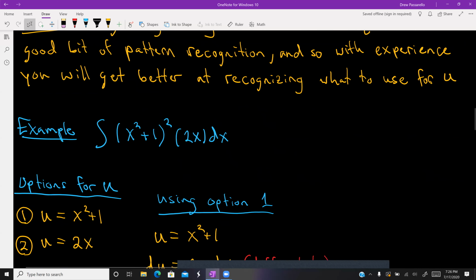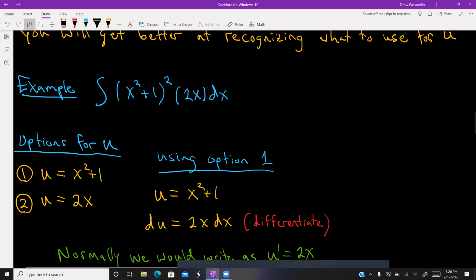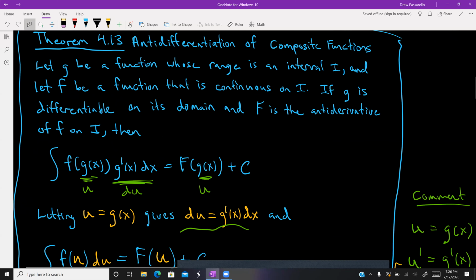All right, so here's an example to make use of that theorem. And we have x squared plus 1 squared times 2x dx. So we have some complicated looking integral compared to what we've seen in the past. And technically, I guess you could expand this, like x squared plus 1 squared, expand it, then multiply by 2x. But we want to minimize the amount of work. And by minimizing the amount of work, we want to make use of this U-substitution process.